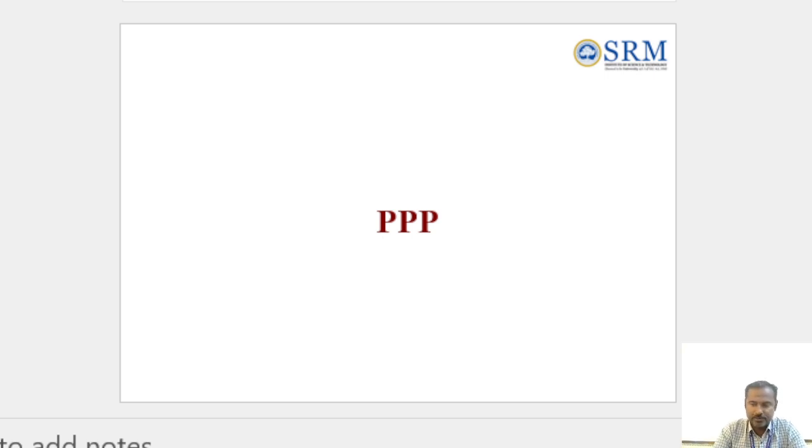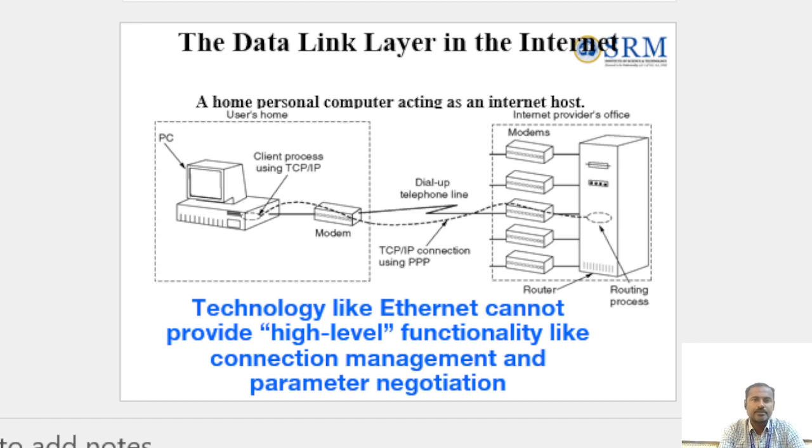PPP is nothing but a point-to-point protocol. This protocol comes under the TCP/IP protocol suite to connect one system with another system. Normally a computer uses this point-to-point protocol to communicate over a telephone network or the internet. PPP works in the data link layer in the internet. That is, if you want to connect a personal computer which is present in your home to the internet, it is connected via Ethernet, which is going to provide high level functionality like connection management and parameter recognition.